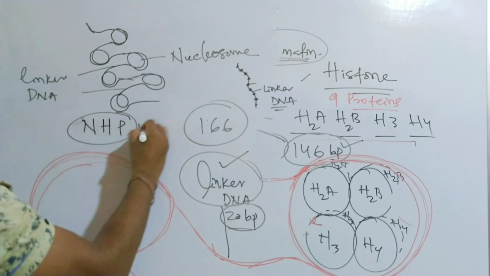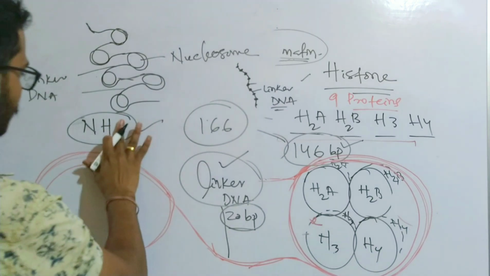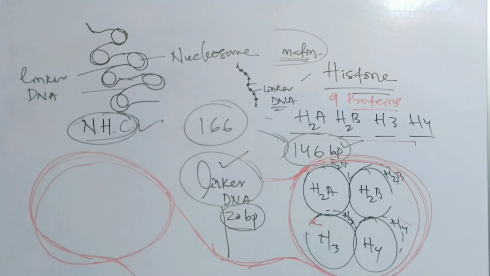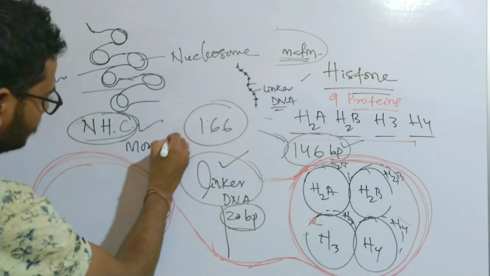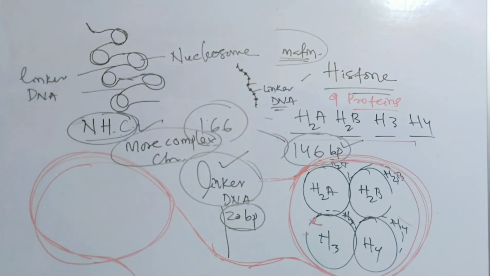Another thing we need to know, sometimes non-histone proteins are also required. Non-histone proteins or non-histone components. Why? For the formation of more complex chromosomes, packaging of higher level requires an additional set of proteins which are non-histones.